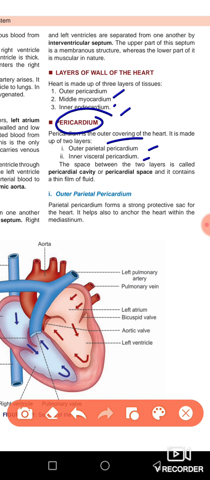There is a space between the outer parietal pericardium and the inner visceral pericardium, and this space is called the pericardial cavity or pericardial space. This space contains a fluid called pericardial fluid. What is the purpose of this fluid? It decreases friction. When your heart contracts and relaxes, there is a chance of friction, so to decrease it we need a fluid which can lubricate the layers of your heart. So this fluid protects your heart.